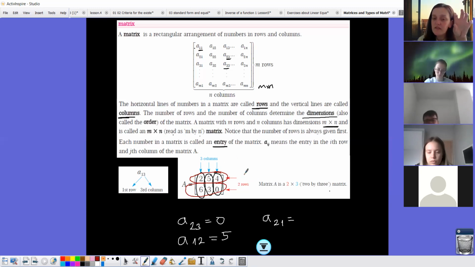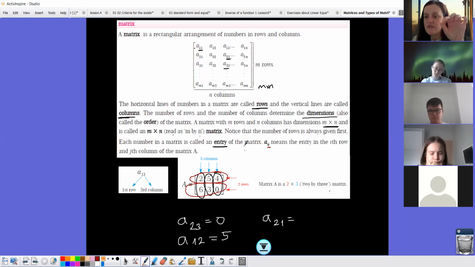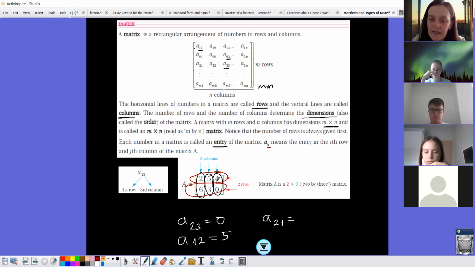And every number in the matrix is called entry. 2, 5, 4, 6, 3, 0. They are the entries of this matrix. Okay, it's okay? But in entries, we have the index numbers, the small ones, which show the place of the entry in the matrix, in which row and in which column it is. So here I have 2 rows and 3 columns. When I'm writing first 2 and then 3, it means the second row, third column is 0. So A23 will be 0.